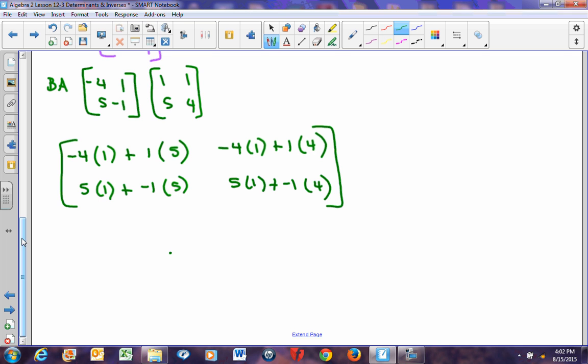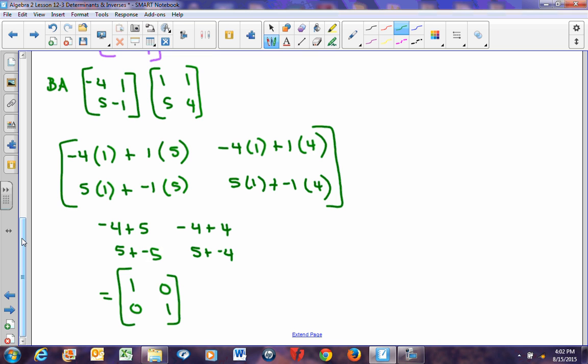And then you multiply these together. I get negative 4 plus 5, 5 plus negative 5, and negative 4 plus 4, and 5 plus negative 4, which gives me 1, 0, 0, 1. Since they both equal the identity matrix, A times B equals the identity matrix and B times A equals the identity matrix, so yes, these two are inverses of each other.